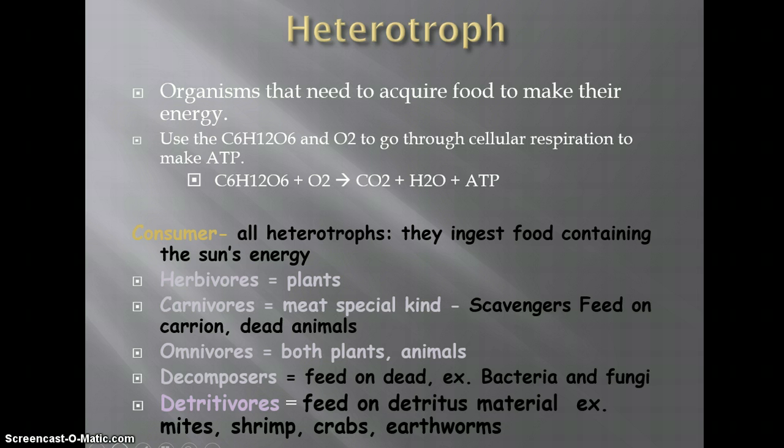The decomposers are breaking down dead material, like bacteria and fungi living off of dead plants, living off of dead animals. Then the detritivores feed on detritus material. Examples of detritivores are mites, shrimps, crabs, earthworms. Earthworms live off stuff out of the soil. Mites live off of other animals. Shrimps will live off of detritus, or kind of this icky stuff in the ocean, and so will crabs.